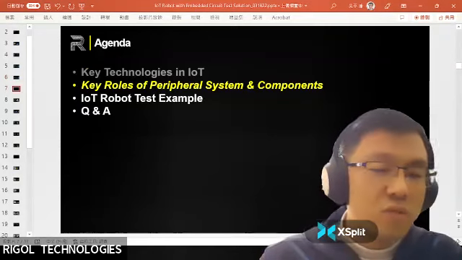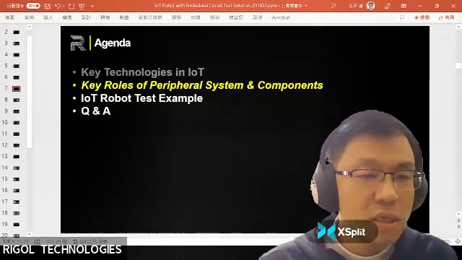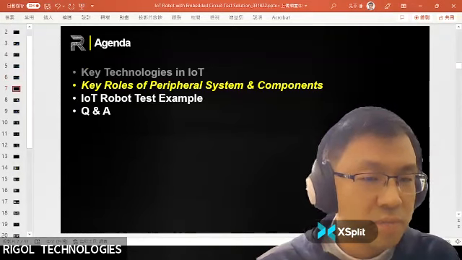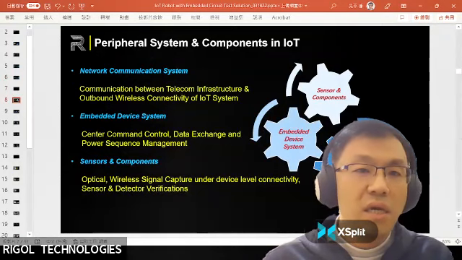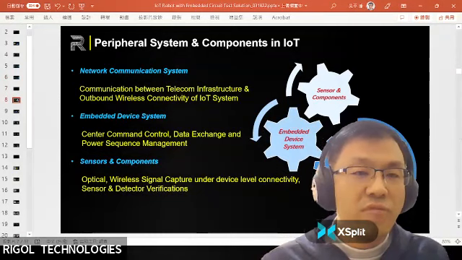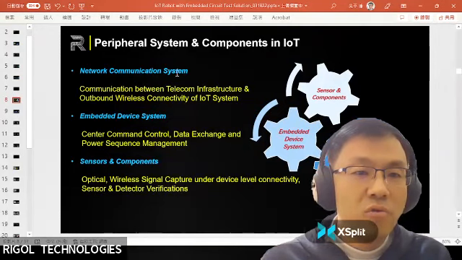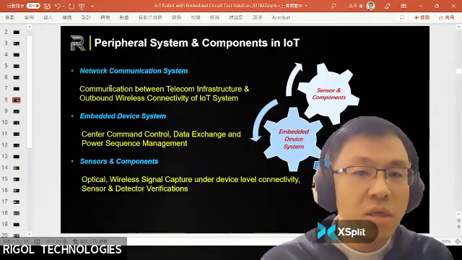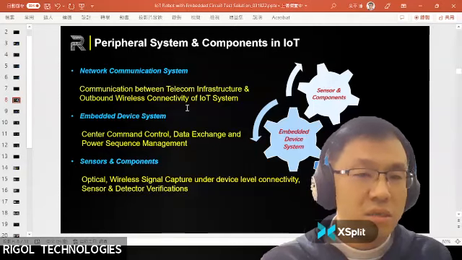So the second session, we will leverage the key roles of the peripheral system and components within the IoT infrastructure. The first one is the ecosystem of the IoT system. We can separate it into 3 levels. The upper level is the network communication system, which includes the communication between the telecom infrastructure and the outbound wireless connectivity of the IoT system.